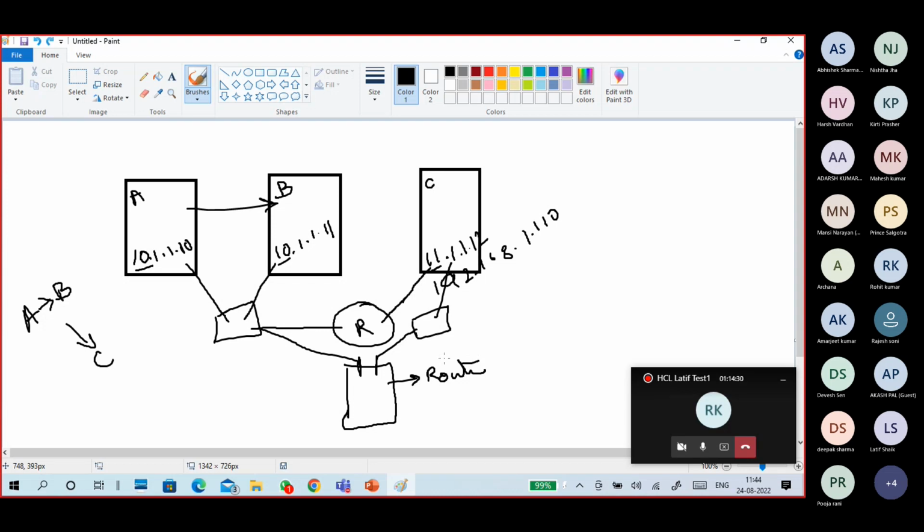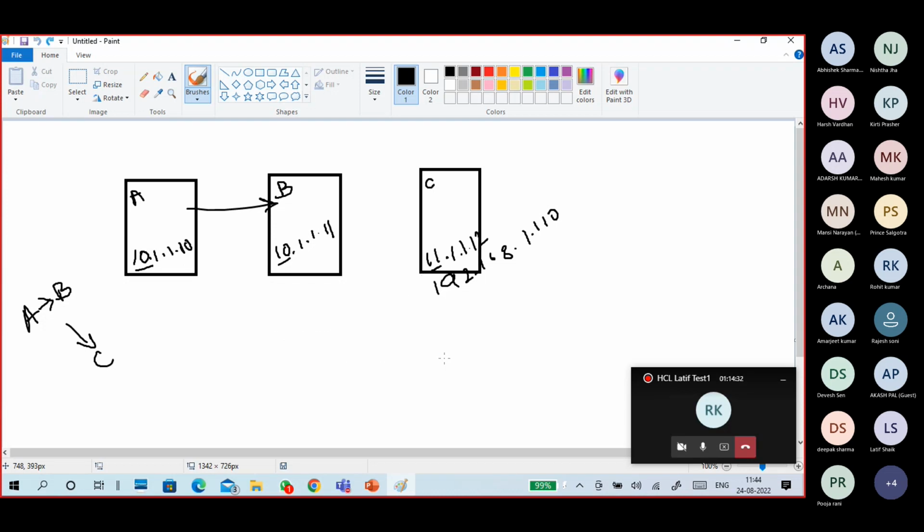Okay, so this is what I'm trying to explain. Check both networks. The network must be the same. If the network is different, try to change the IP address if all the PCs are in the same physical network. If they are not in the same physical network, then you can implement a routing concept to make communication between different networks.